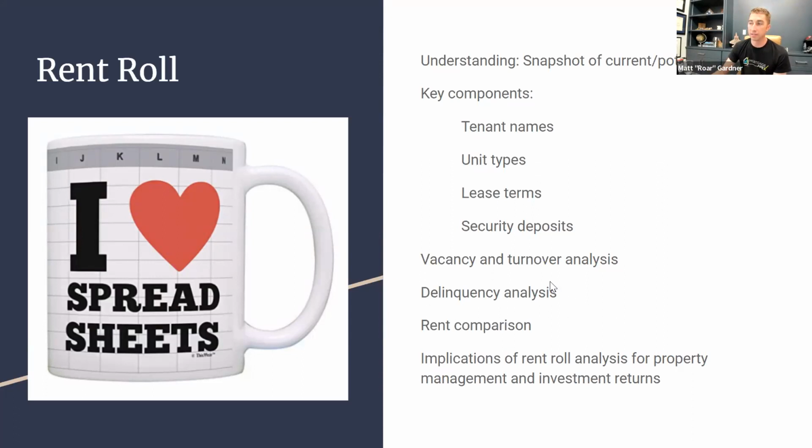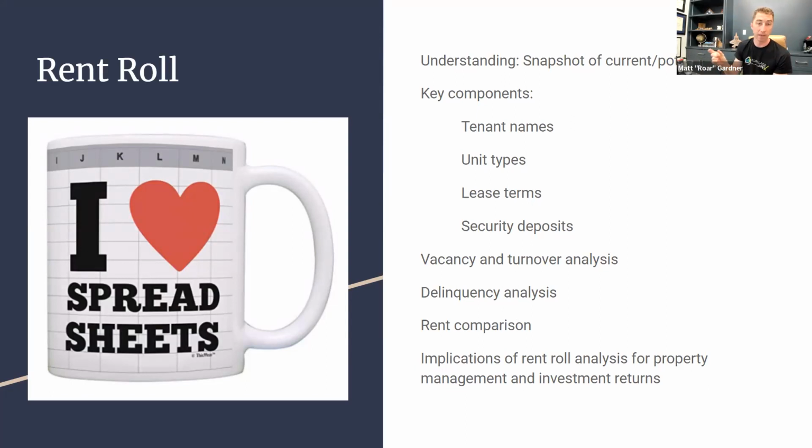So you can figure out where the discrepancies might lie. Delinquency analysis, same thing Reggie was just talking about. Delinquency is going to be a big one, figuring out who's behind on rent, and that could be reflected on the rent roll as well. Rent comparison: this is another time where you can figure out, okay, here are all my 1-bedroom units, Sally, John, and Sam, all in different units, but I have a major discrepancy in rents here, and figure out why that rent difference is happening. And then obviously there are large implications of how the rent roll could affect the actual property management.